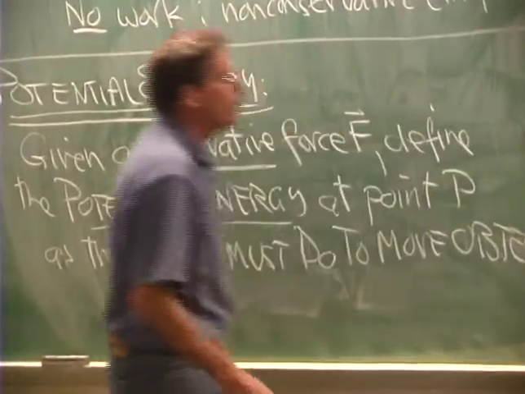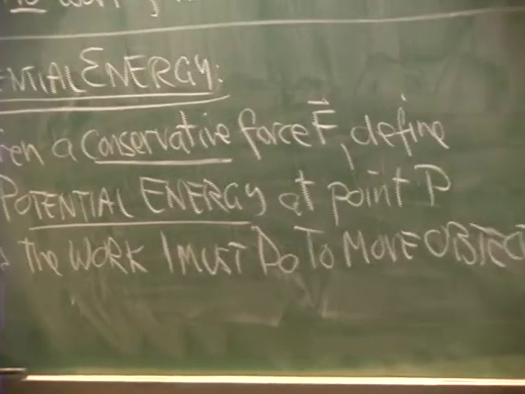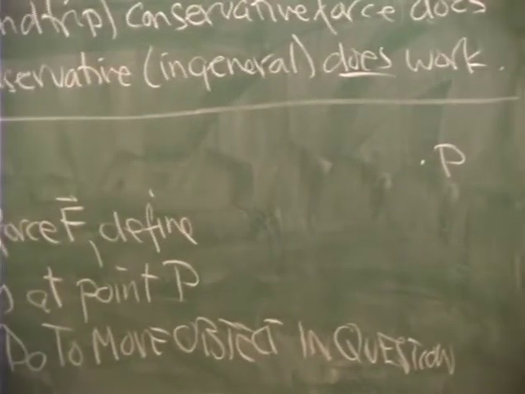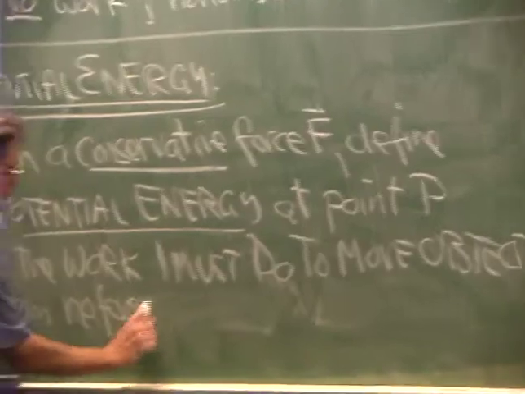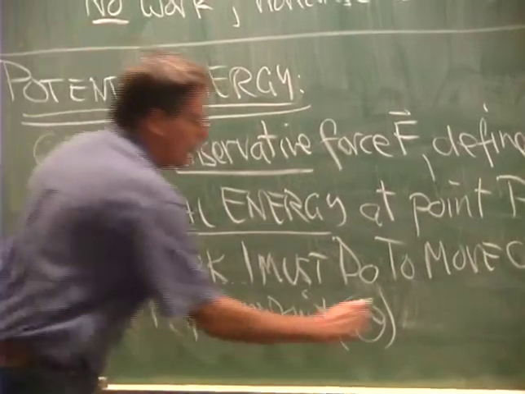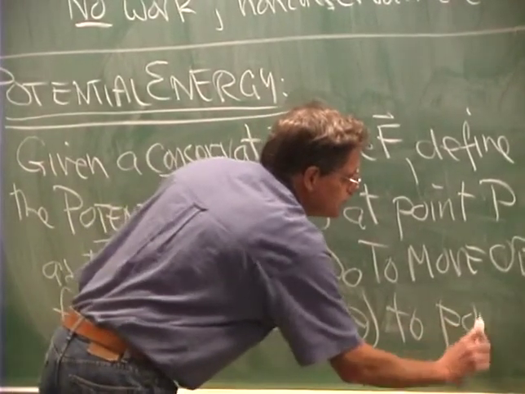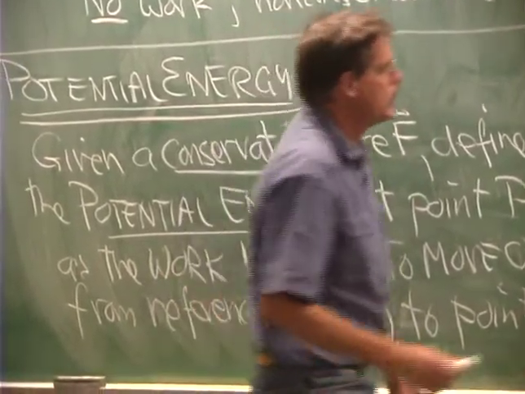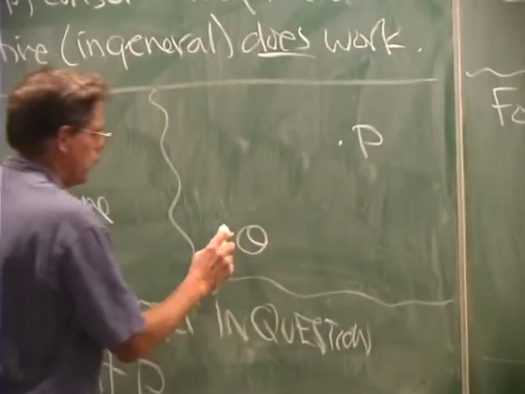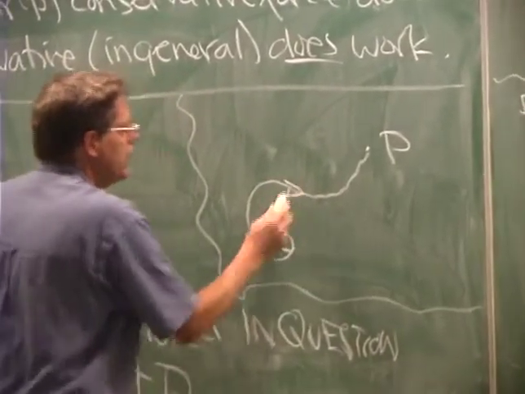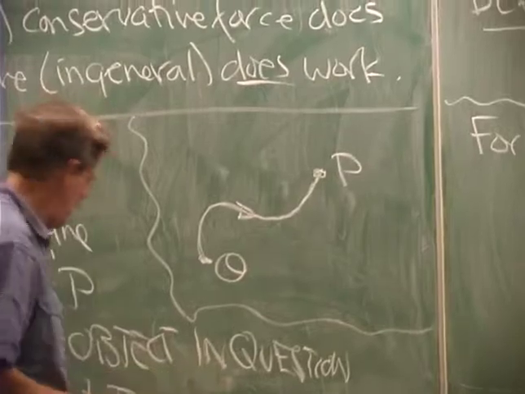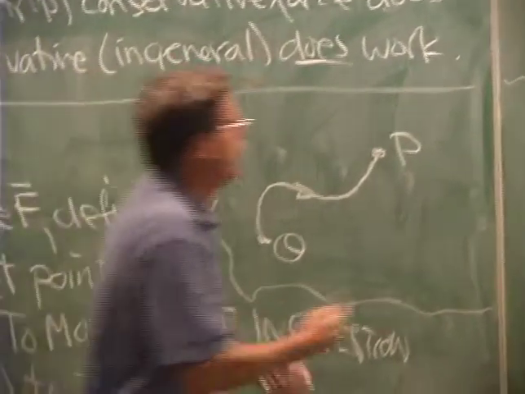So I've got some object and I want to know what is its potential energy at the point P. It's the work I would have to do to move the object in question from the reference point, I'm going to call that O, to point P. So here's the reference point O. I'm going to talk about that in a moment. And what I do is move the object from point O up to the point P, and that's the potential energy of the object at point P.